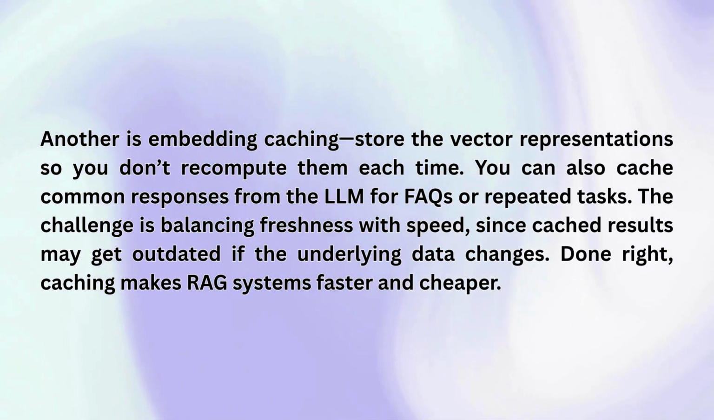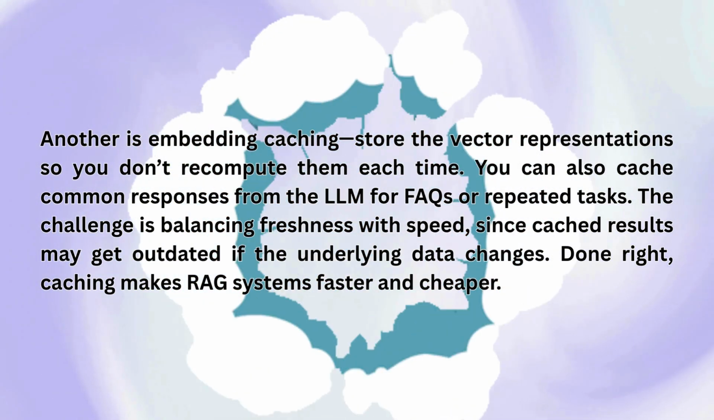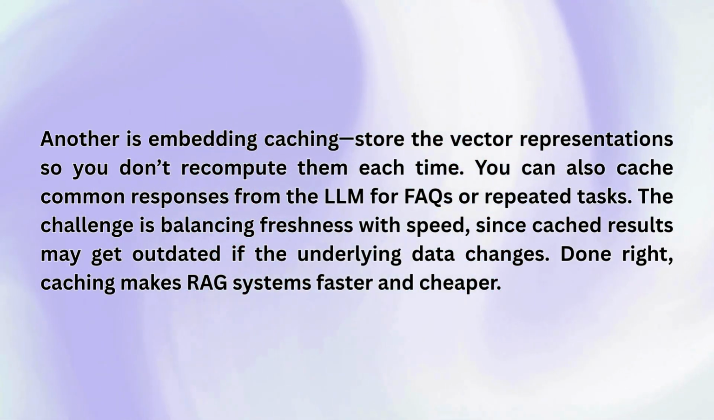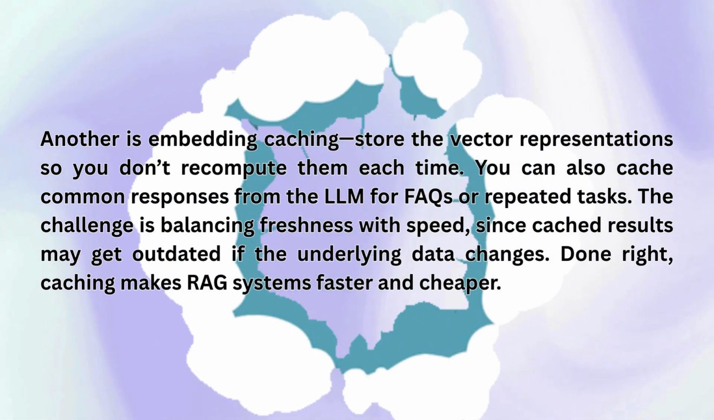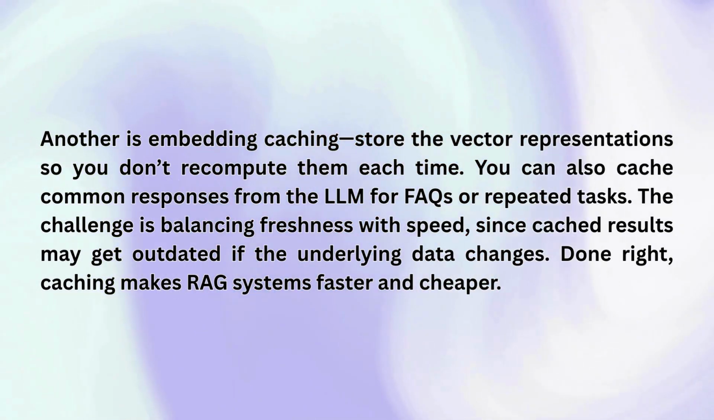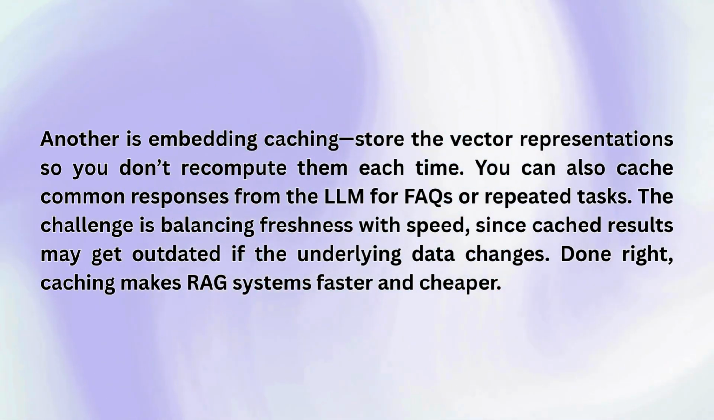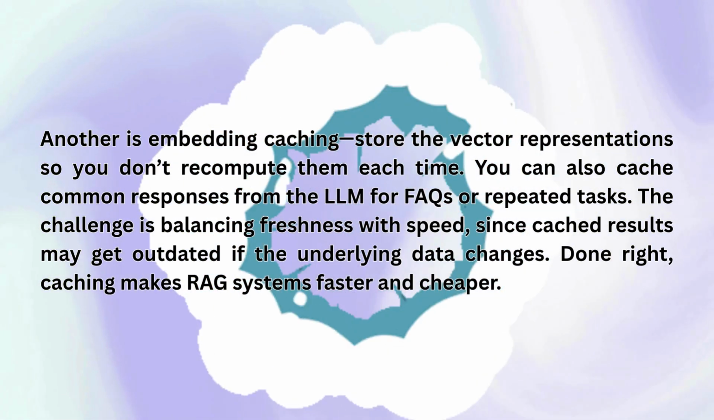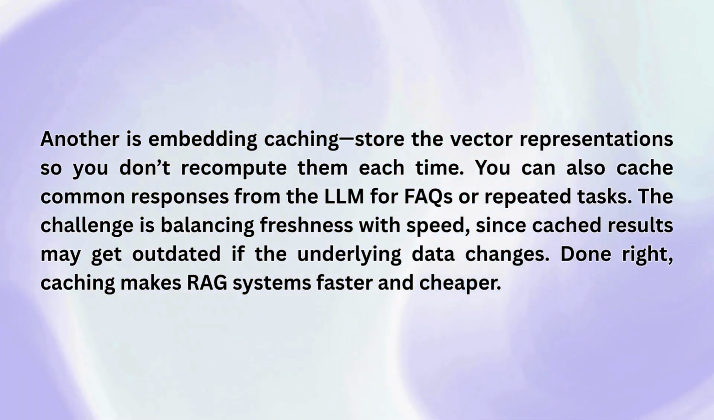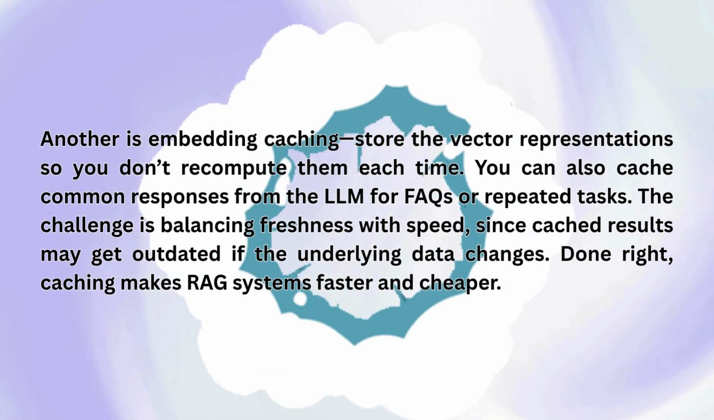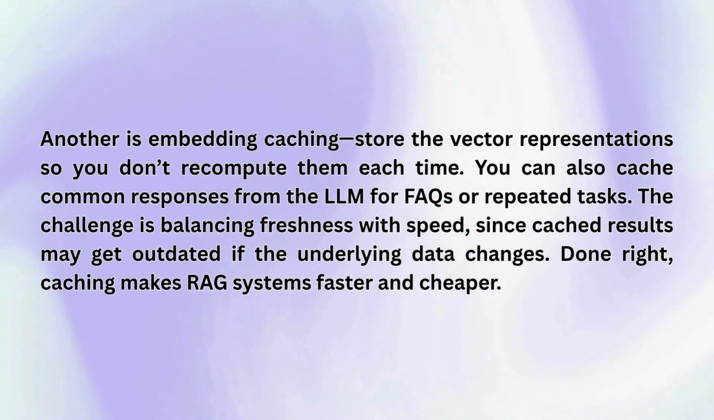Another is embedding caching. Store the vector representations so you don't recompute them each time. You can also cache common responses from the LLM for FAQs or repeated tasks. The challenge is balancing freshness with speed, since cached results may get outdated if the underlying data changes. Done right, caching makes RAG systems faster and cheaper.